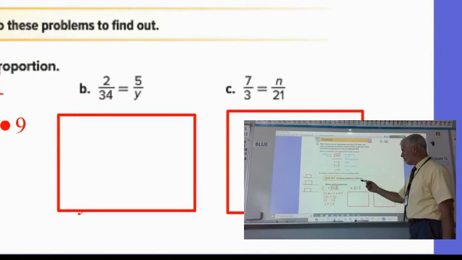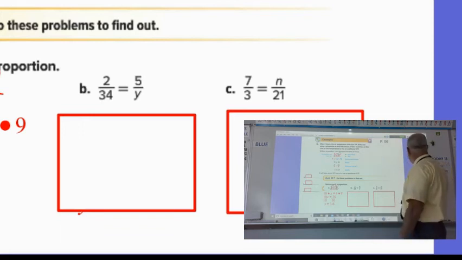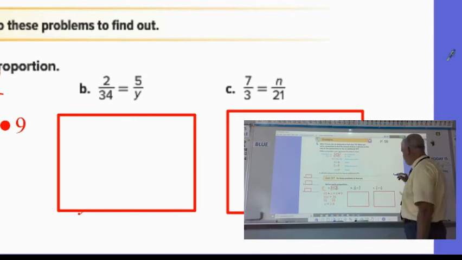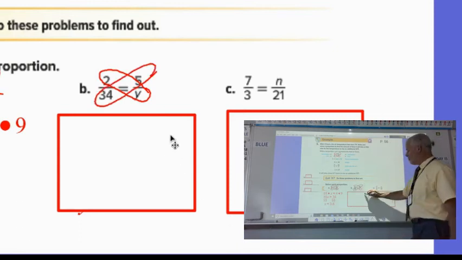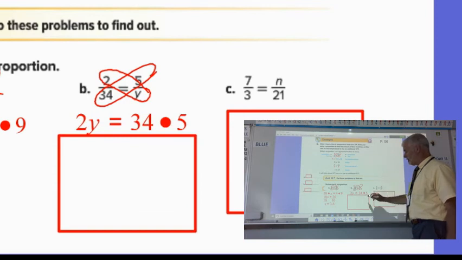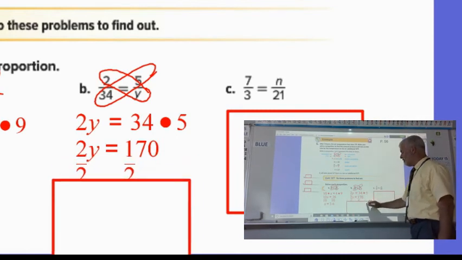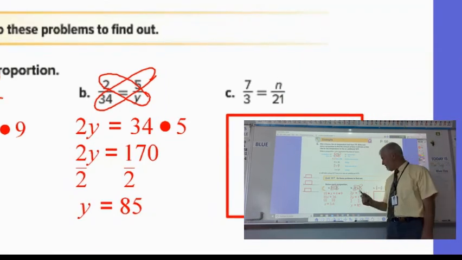Next one. 2 over 34 equals 5 over y. Okay, we're going to set up the cross products. That's how we solve proportions. 2 times y, 34 times 5. That's 2y is equal to 170. So if 2 times y is 170, then y is going to be 170 divided by 2, or 85. y equals 85, or letter B.